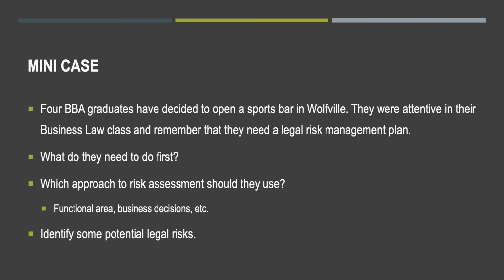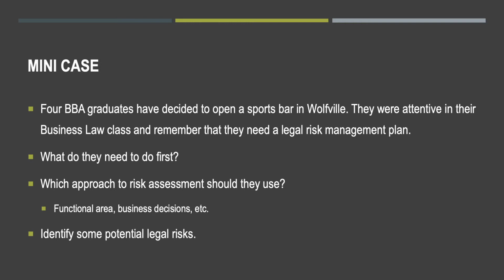Then we have production, which would be back of house. So we've got the kitchen and the cleaning, that type of thing. We could also look at the functional area of accounting and record keeping. And then finally, we could look at the human resource function. An analysis of the legal risks in each of these functional areas will help us identify which legal risks we need to mitigate. So I'm going to run through a couple of examples.